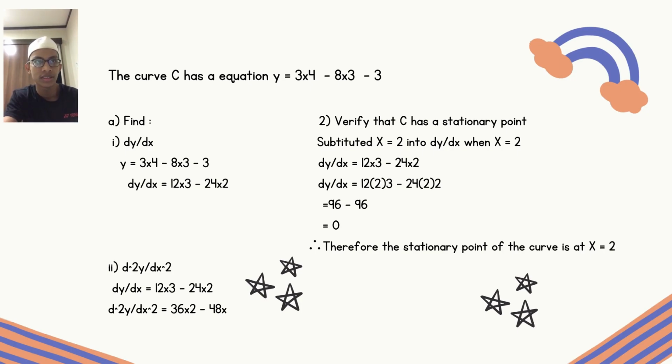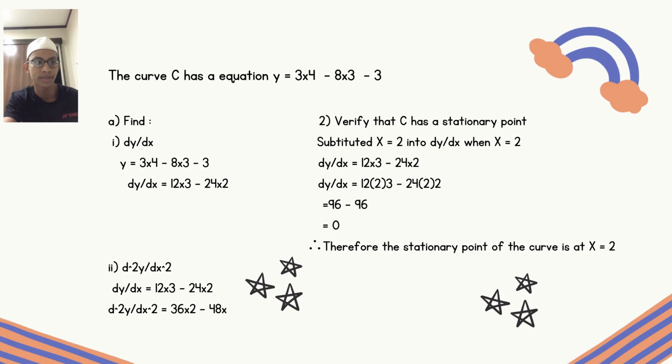The curve C has the equation y equal to 3x to the power of 4 minus 8x to the power of 3 minus 3. The question asks to find dy/dx. So we need to differentiate 3x to the power of 4 minus 8x to the power of 3 minus 3, and we will get 12x to the power of 3 minus 24x to the power of 2. The next question is we need to find the second derivative. So we need to differentiate again, and we will get 36x to the power of 2 minus 48x.